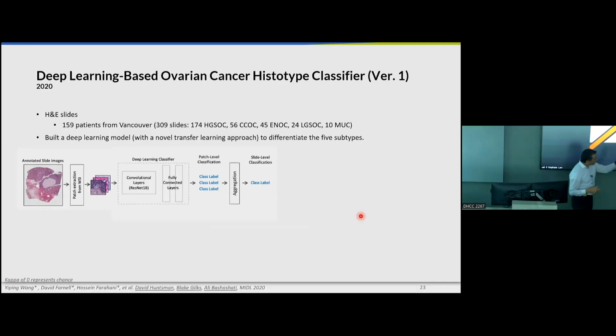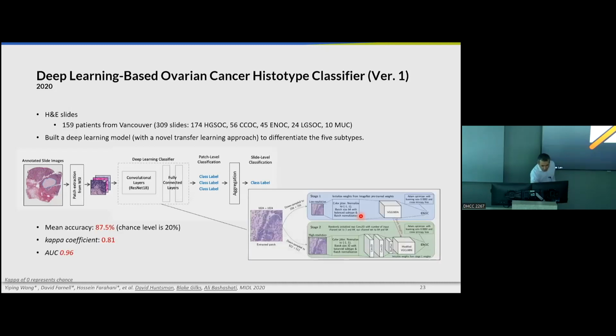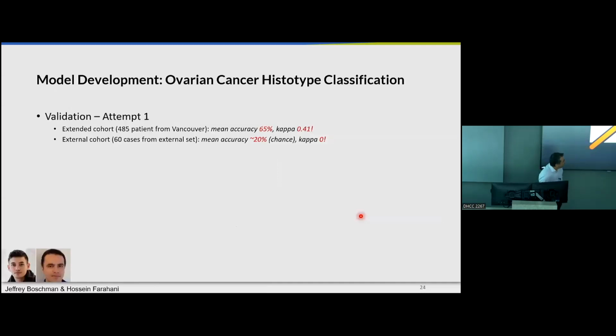Behind the scenes, you train the model and get labels for each of these tiles, and then there are algorithms that aggregate all the predictions for each of these tiles to get slide-level accuracy. So this is what we got at the time. Mean accuracy was 87.5%, kappa coefficient 0.81. That was really good. And AUC, area under the curve, 0.96. So I think that was a good start.